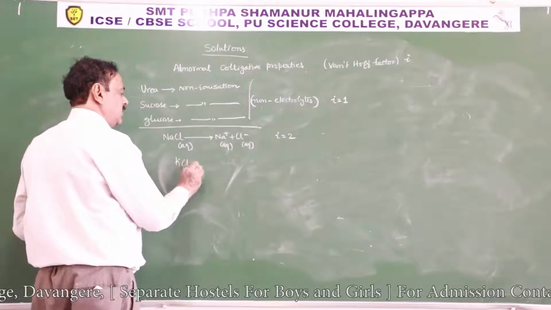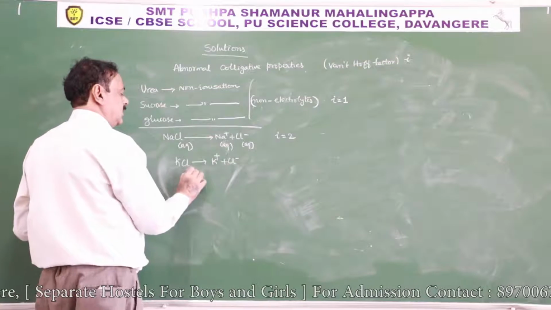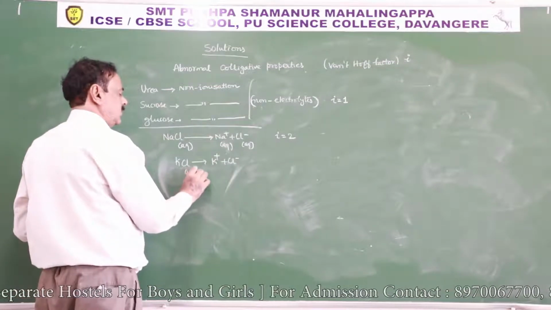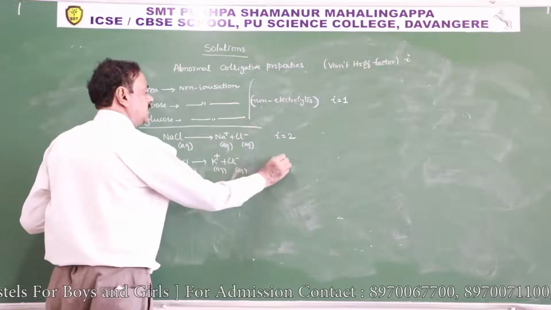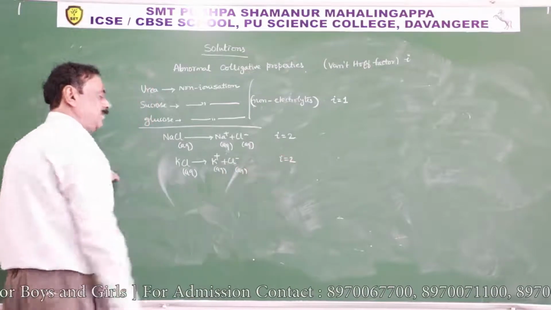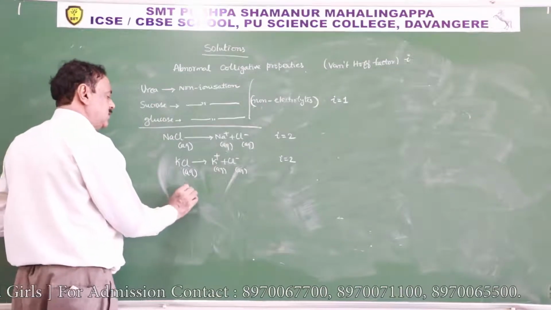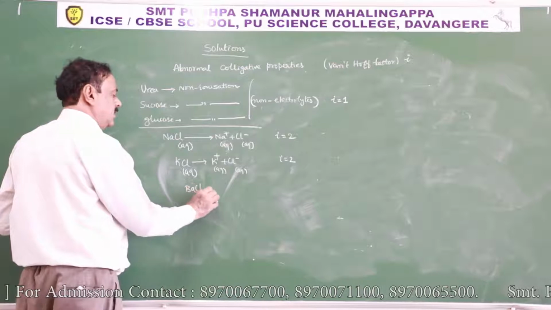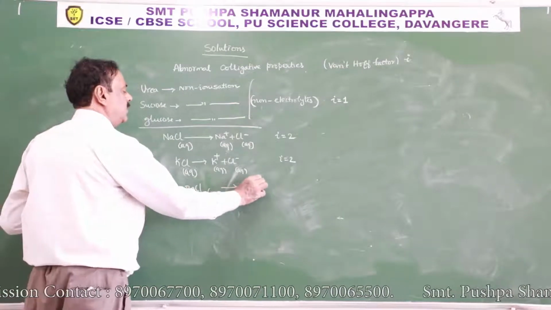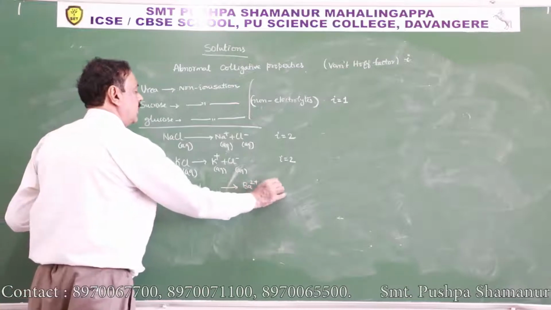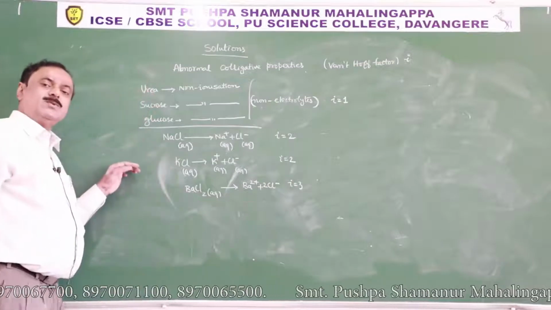Potassium chloride also gives K plus and Cl minus, both in aqueous medium, so the I factor is equal to 2 for potassium chloride. Suppose it is barium chloride solution in aqueous medium, that gives rise to 1 barium cation and 2 chloride anions. Therefore the I factor is equal to 3 for barium chloride.